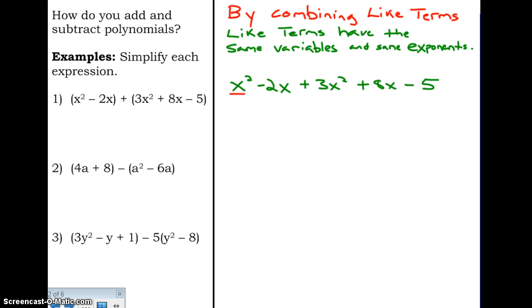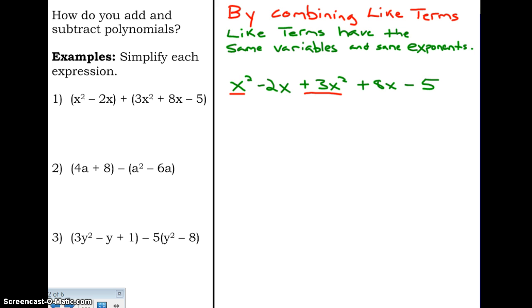The first term is x squared. Is negative 2x a like term? No, it's not. While they both have x's, negative 2x doesn't have the exponent of 2. Okay, its exponent is 1 when you don't see it. So negative 2x isn't a like term. How about 3x squared? Most certainly is a like term. So we have x squared and 3x squared. Then we have 8x. That falls into the same category as the negative 2x. And then we have negative 5, which is a constant.